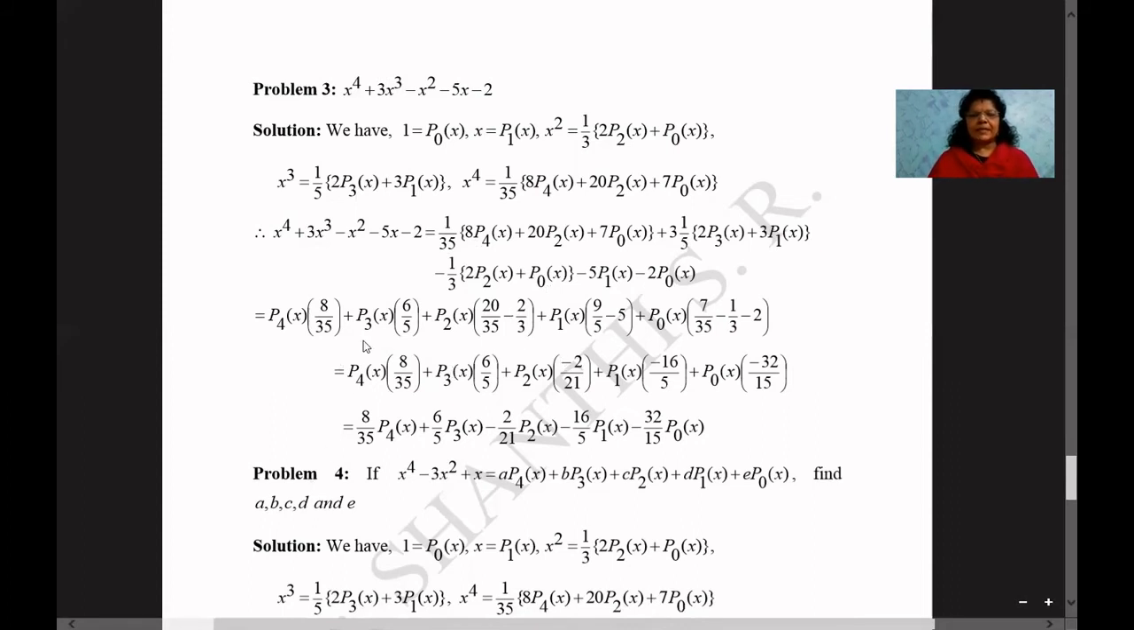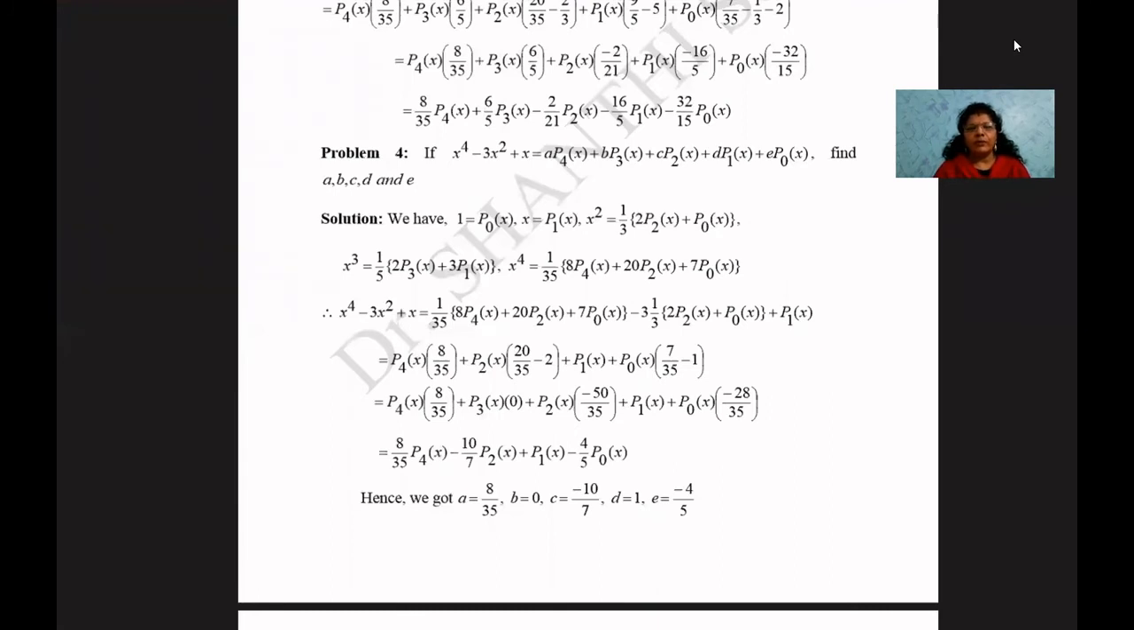Thus we have obtained the fourth degree polynomial in terms of Legendre polynomials as 8 by 35 P4 of x, 6 by 5 P3 of x, minus 2 by 21 P2 of x, minus 16 by 5 P1 of x, minus 32 by 15 P naught of x. Correct? Now we'll move on to the fourth problem.